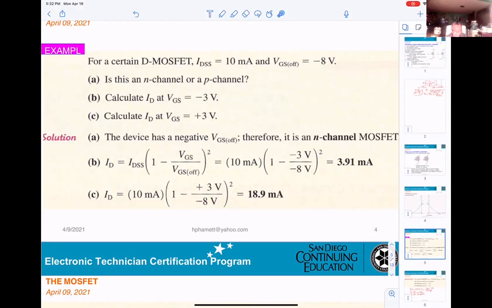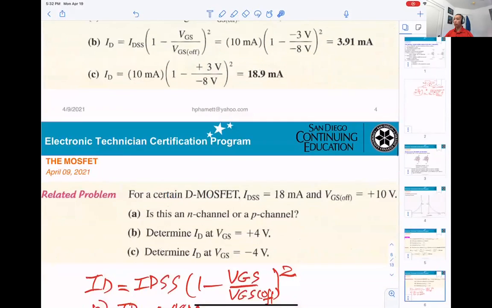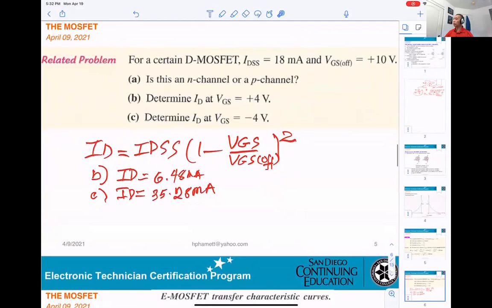Any question? The thing on the quiz, you have to do it, and you understand that. Okay, for a certain D MOSFET, IDSS equals 18 milliamp, VGS off equals plus 10 volt. And you know that this will be a P channel, the thing is to get positive VGS off. They want ID at VGS of 4 volt and minus 4.